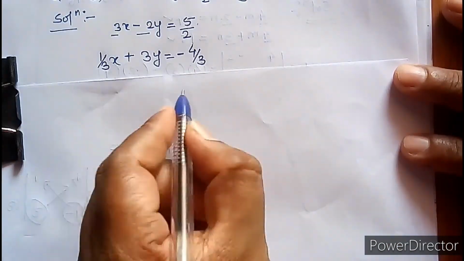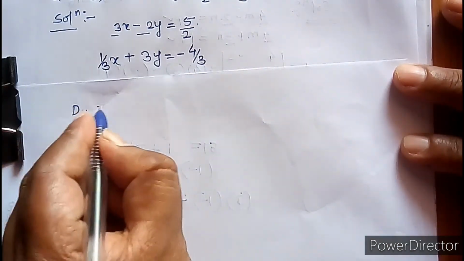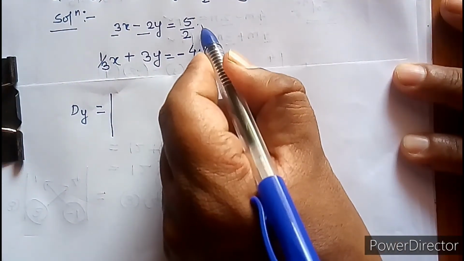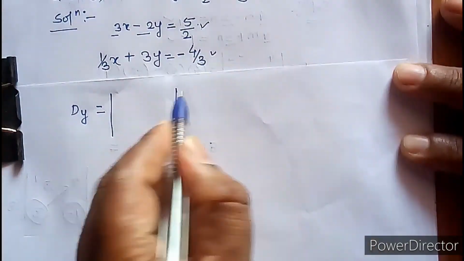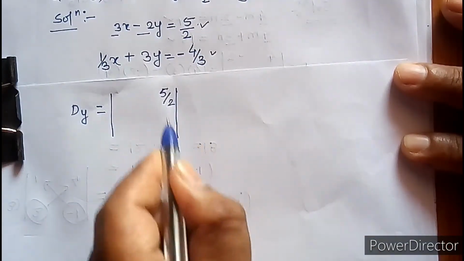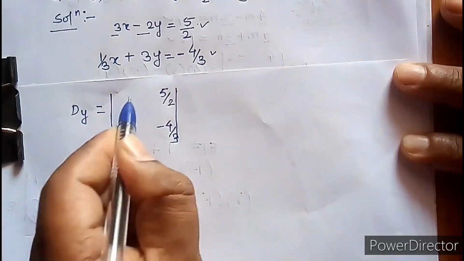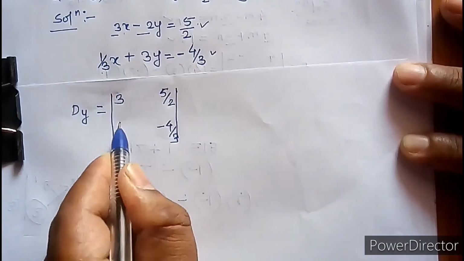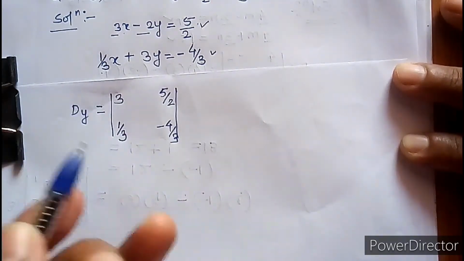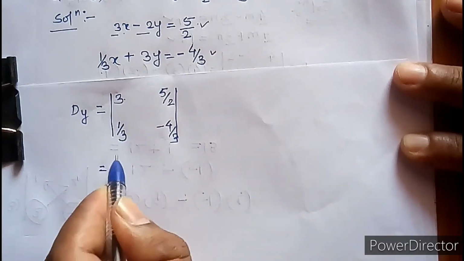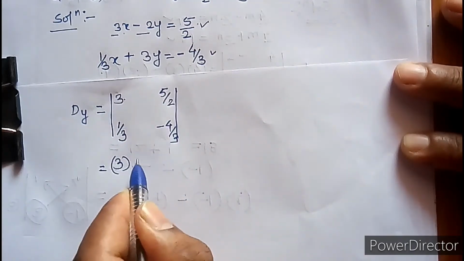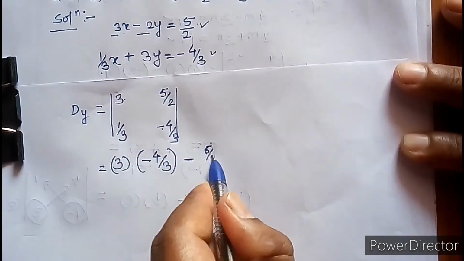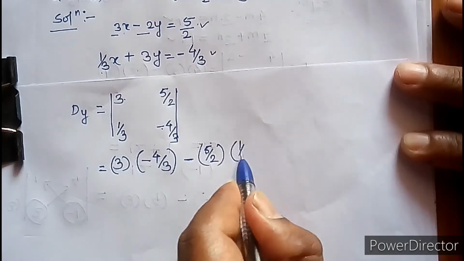Now here we have to find the value of dy, therefore write down dy here. In the determinant dy, in the second column write down the values of C1 and C2, that is 5 by 2 and minus 4 by 3 here. In the first column write down the coefficient of x, that is 3 and 1 by 3. Now we get the elements of dy. Now on solving this, 3 will be multiplied with minus 4 by 3, that is minus 4 by 3. 5 by 2 will be multiplied with 1 by 3.